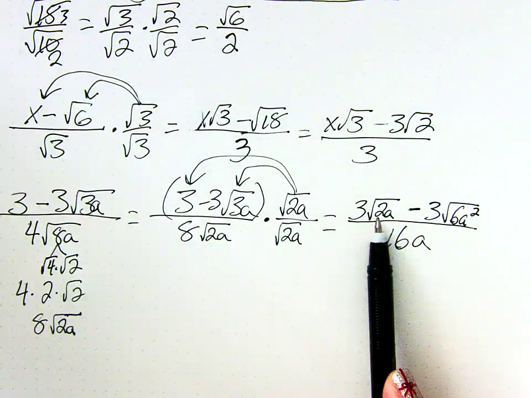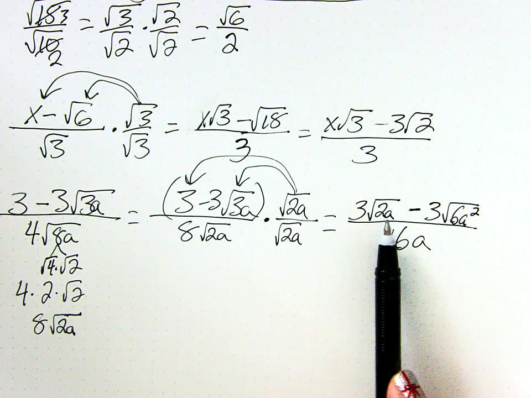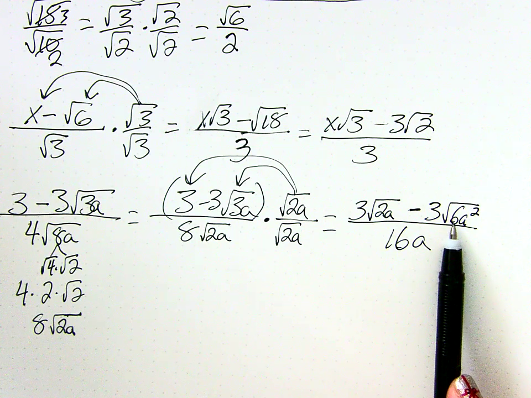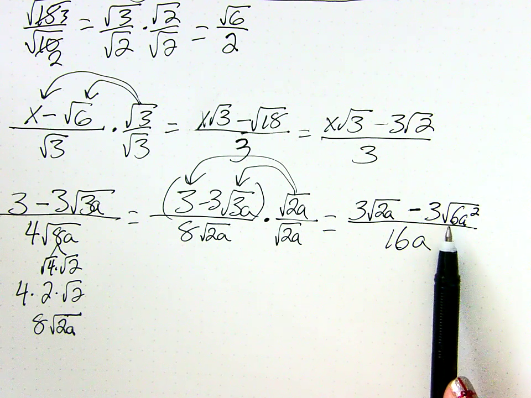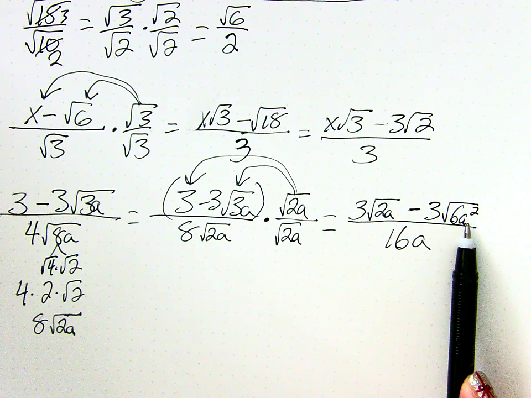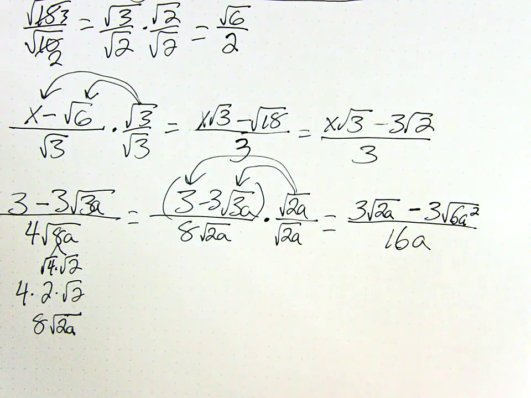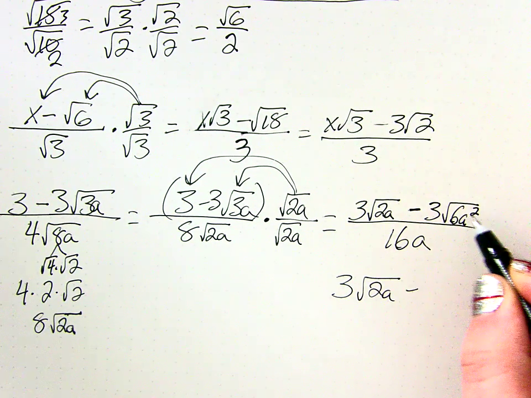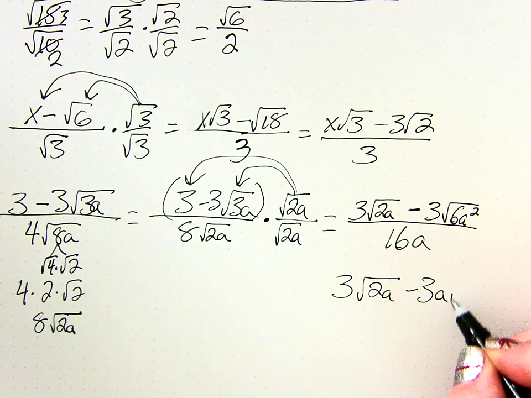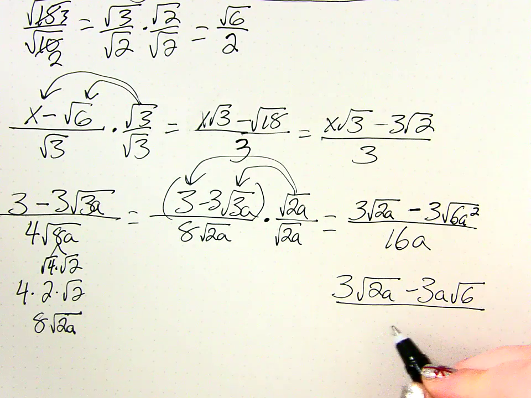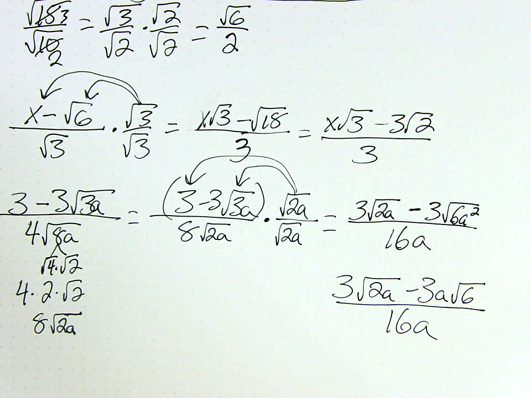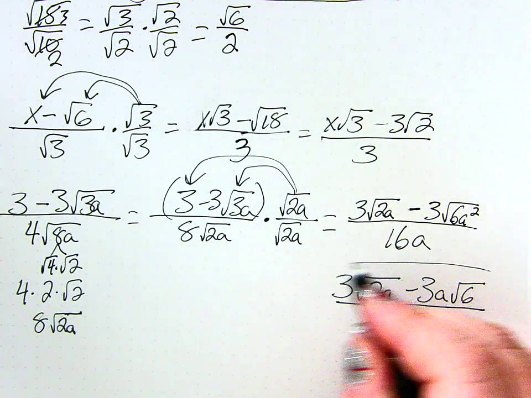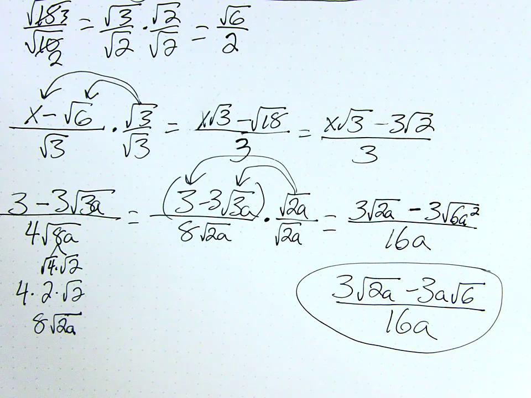Are all of my radicals fully simplified? In other words, 2 doesn't have a perfect square factor, so I can't do anything there. 6 doesn't have a perfect square factor, so I can't do anything there. However, can I take the square root of a squared? Yeah. So that's the only little thing that I have to do. What is the square root of a squared? Just a. So my true final answer is 3 square root of 2a, and then over here that a is just going to pop out, so I'll get 3a square root of 6 all over 16a. And that is a totally complete final answer.